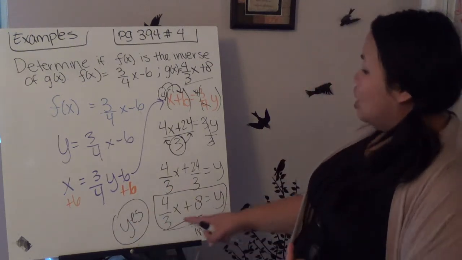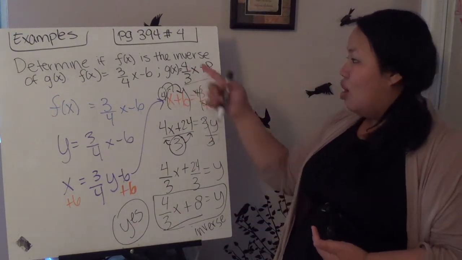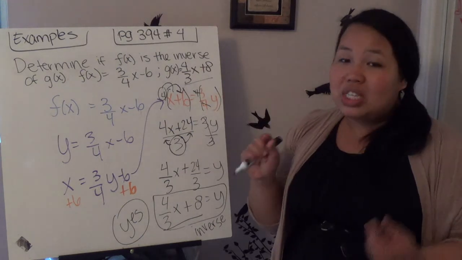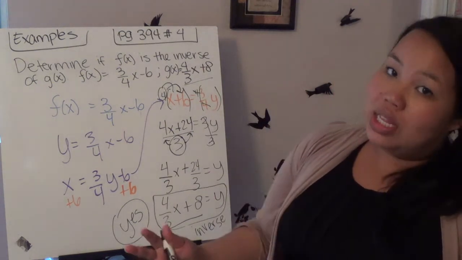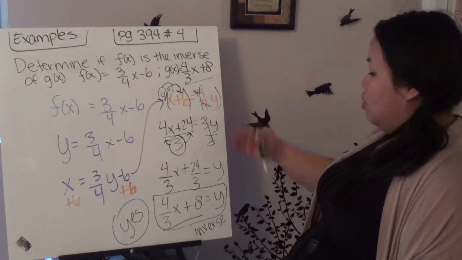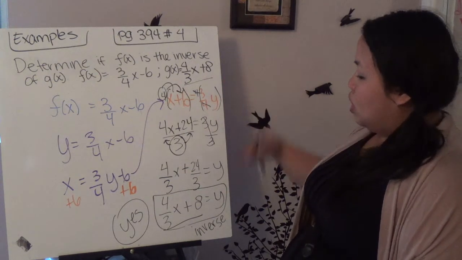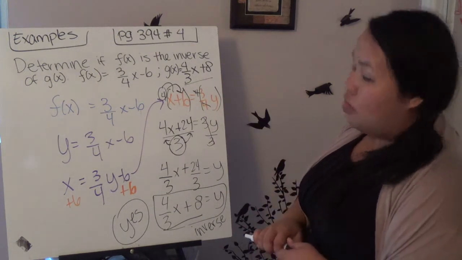Now if they were different, let's say this was a 5 instead of a 4, and they were just slightly off, close is not the same thing as exactly equal. So they need to be equal. Alright? And once they're equal, then they are in fact inverses.